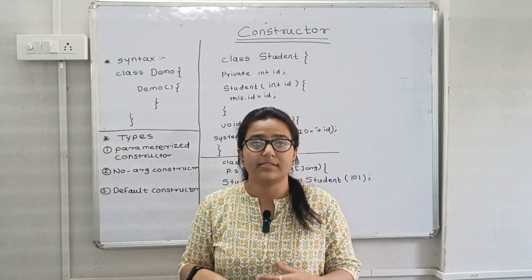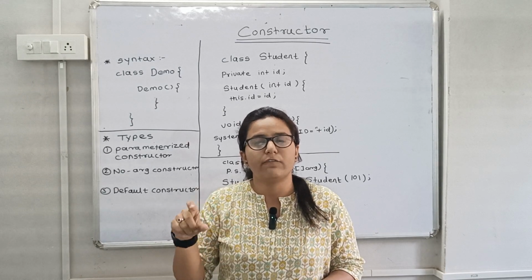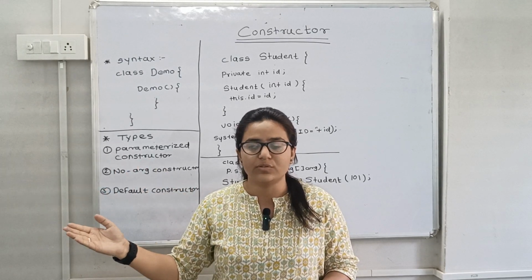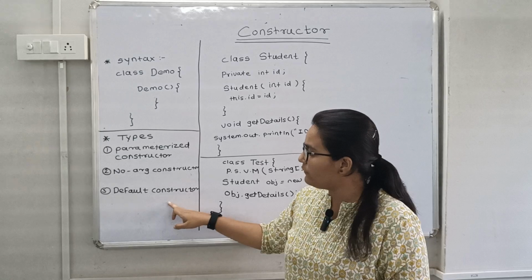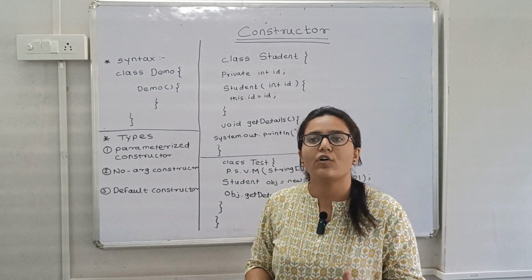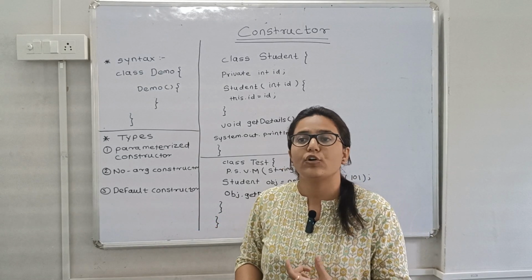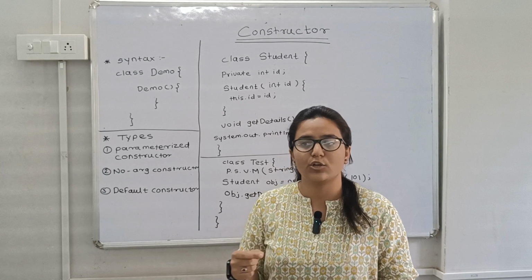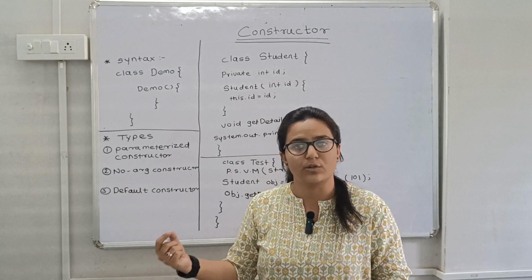Then the question arises. The answer is to set the default value for that object's attributes. So that's why we use a default constructor. The default value for integer is 0, and for boolean is false. For float it is 0.0f, and for double 0.0d.